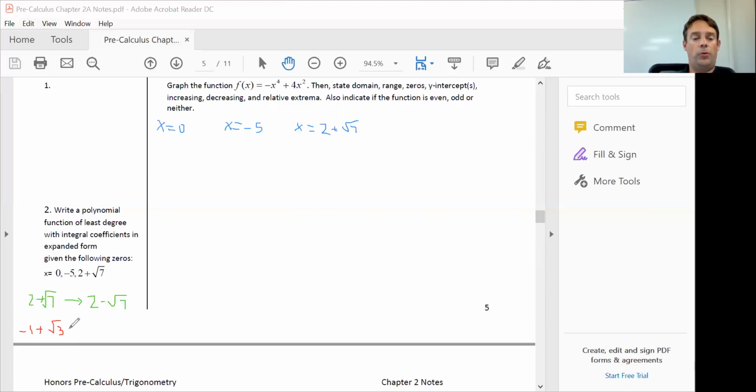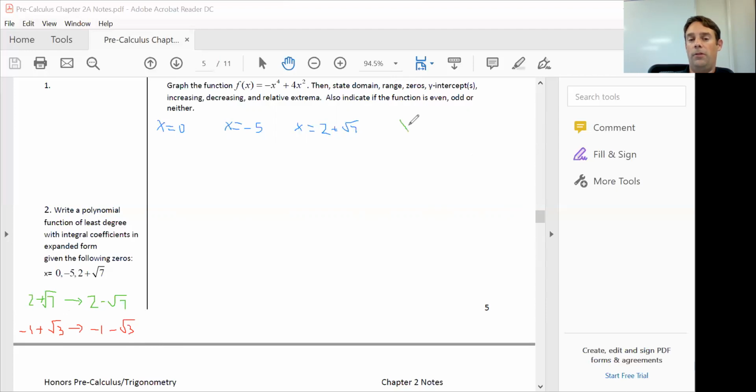Why don't you pause the video real quick and see if you can figure out what else would have to be a root then? Did you get it? All right, so it would be -1 minus root 3. You just switched the middle term. And the reason for that is when we multiply out, it will make the radical go away because there are no radicals in a polynomial.